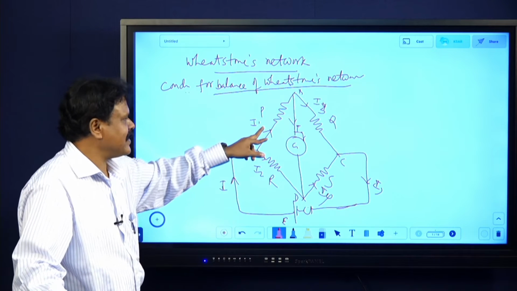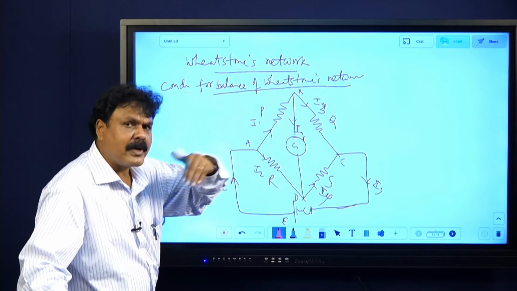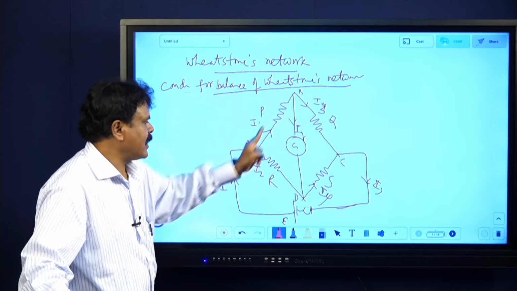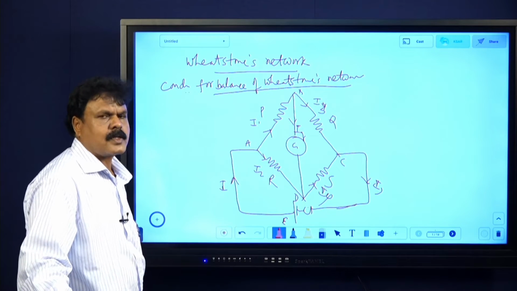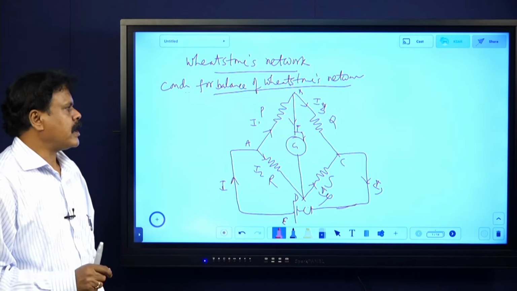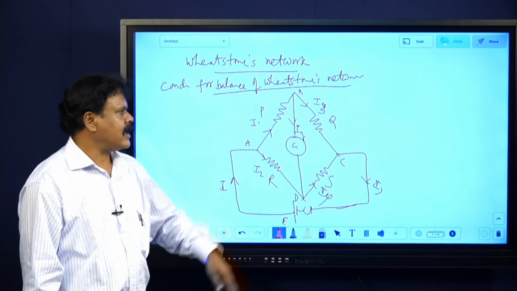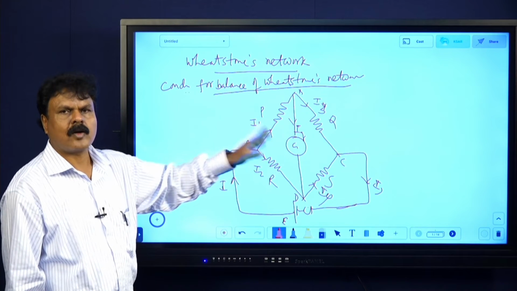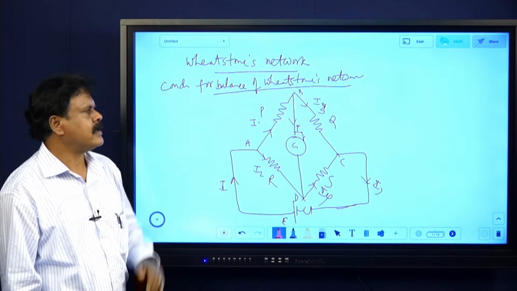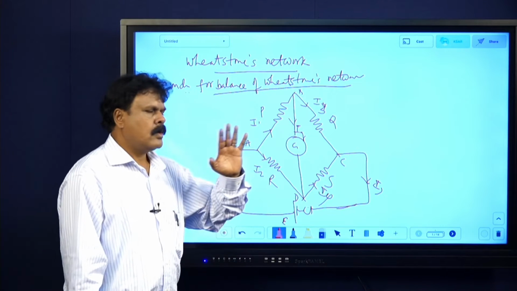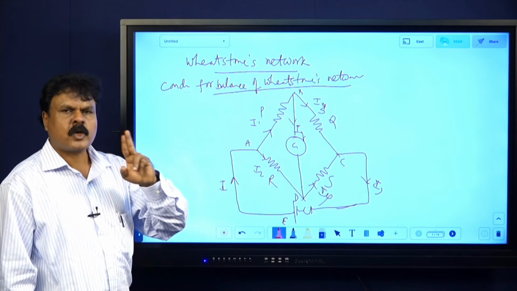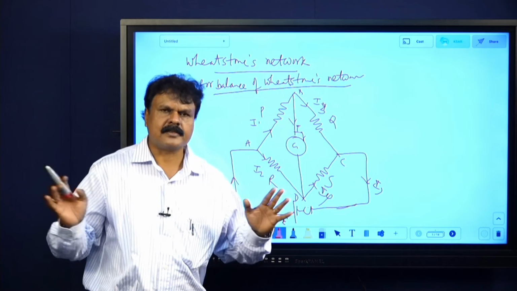Look at how I am saying this: I1, I3, because I am saying P, Q. I1, I3, I2, I4 are the currents flowing through P, Q, R and S respectively. Let IG be the current flowing through the galvanometer. Now here, twice you have to apply KCL, twice you have to apply KVL. You will get the result.